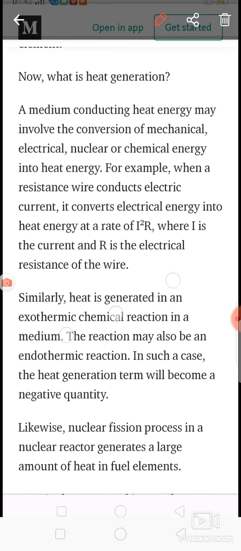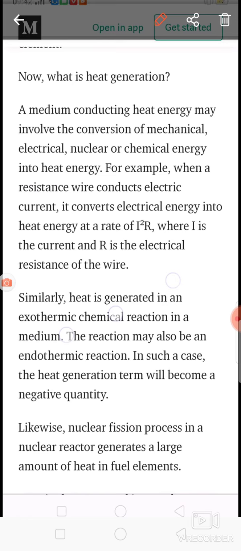Similarly, heat is generated in an exothermic chemical reaction in a medium. The reaction may also be an endothermic reaction. In such a case, the heat generation term will become a negative quantity. Likewise, the nuclear fission process in a nuclear reactor generates a large amount of heat in the fuel elements. So these are some ways.